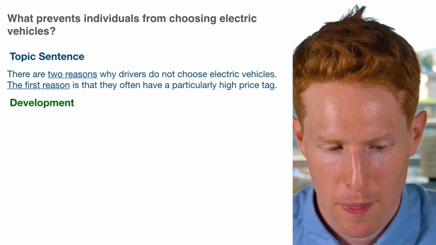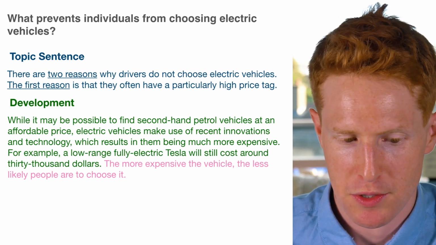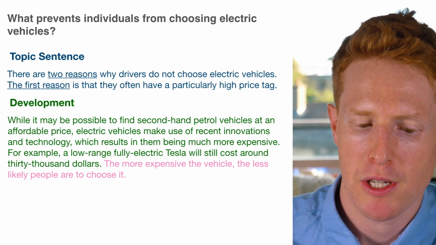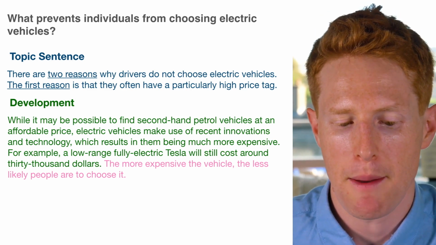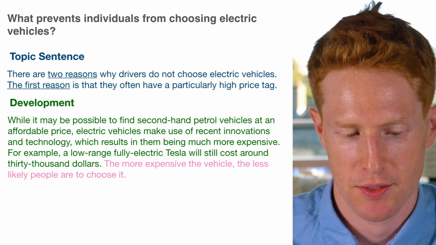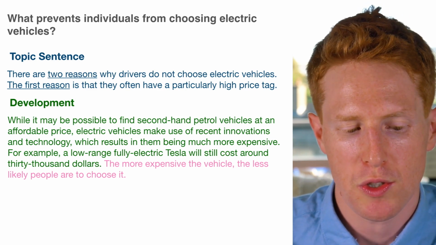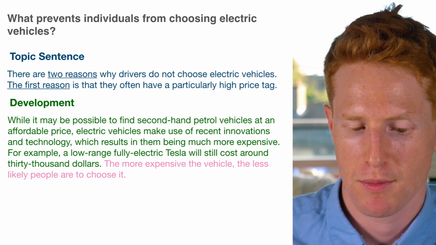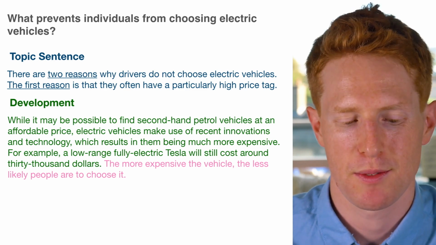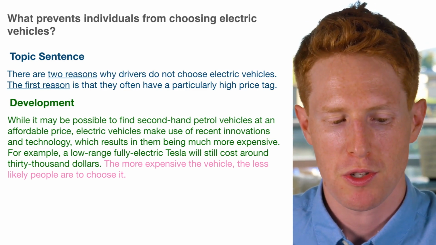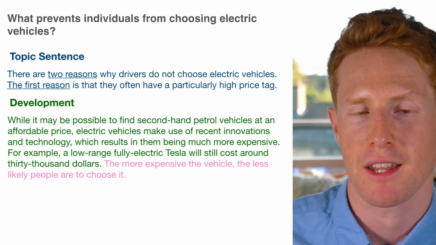Here's a development. While it may be possible to find second-hand petrol vehicles at an affordable price, electric vehicles make use of recent innovations and technology, which results in them being much more expensive. For example, a low-range, fully electric Tesla will still cost around $30,000. The more expensive the vehicle, the less likely people are to choose it. So we've introduced the first idea in the paragraph, and you can see we even have a link there.